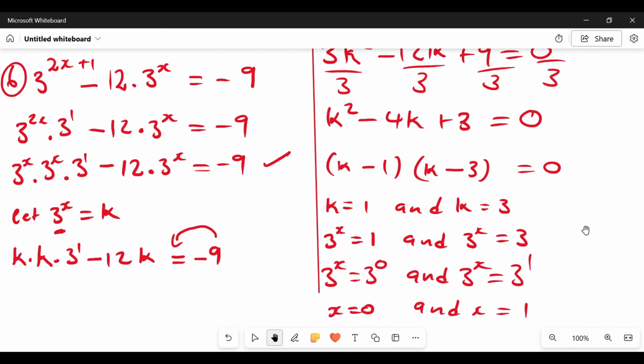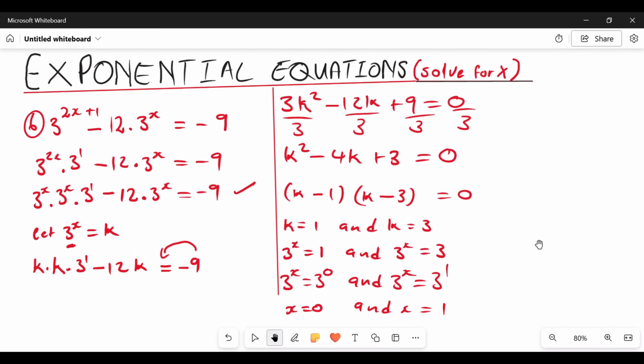Guys, I hope you managed to understand this one. Really, it was not that difficult, but it's easy to confuse it with our equation 4 that we did earlier on, where we took out the common factor of the base with an x there. But this one here, guys, you cannot take out the common factor here. So be very, very careful.